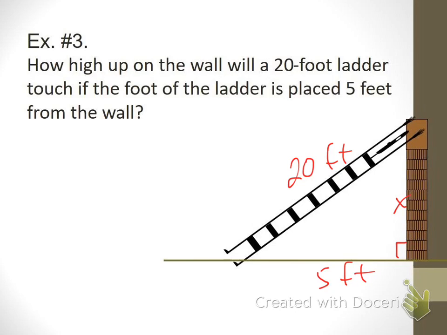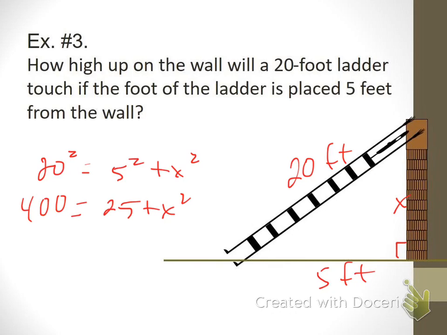And so we've got two sides of a right triangle, and we want to use Pythagorean theorem to find out how far up the wall it reaches. So the hypotenuse is 20, so we're going to do 20 squared. It needs to be equal to 5 squared plus x squared. Right? So 400 equals 25 plus x squared. Subtract 25 from both sides. Then we're going to take the square root.